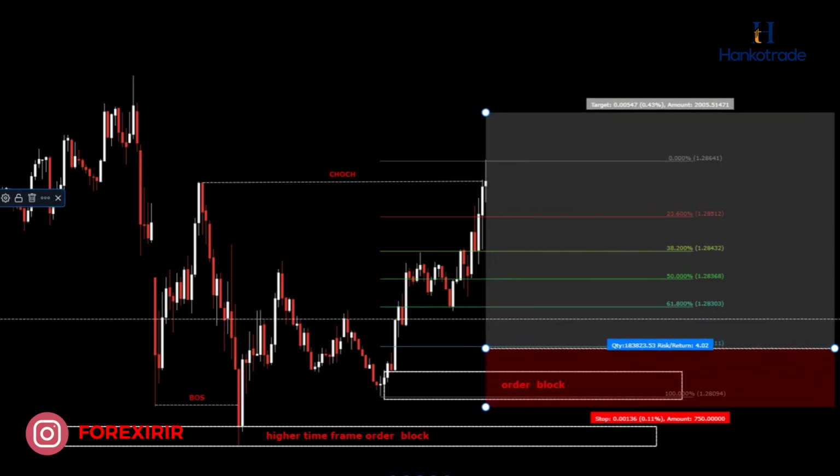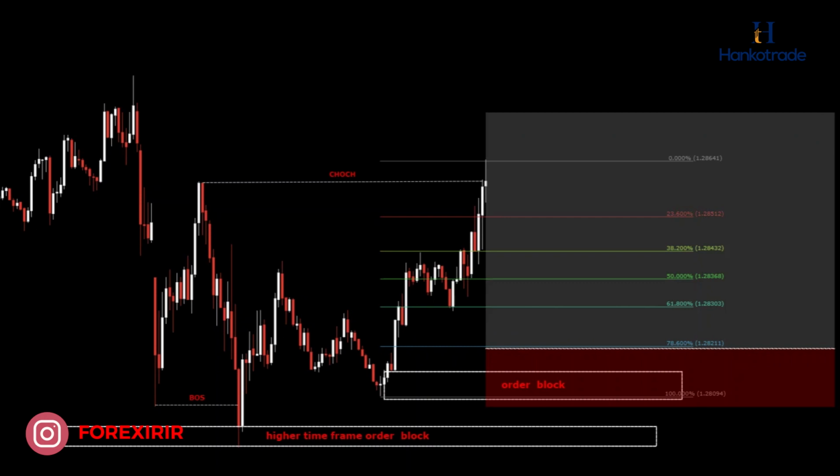It's crucial to note that these trading setups are versatile and not confined to any specific time frame or currency pair. However, conducting thorough backtesting is essential to determine which pairs are most suitable for these strategies.